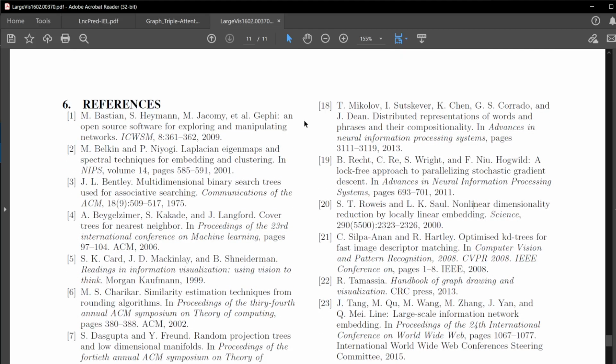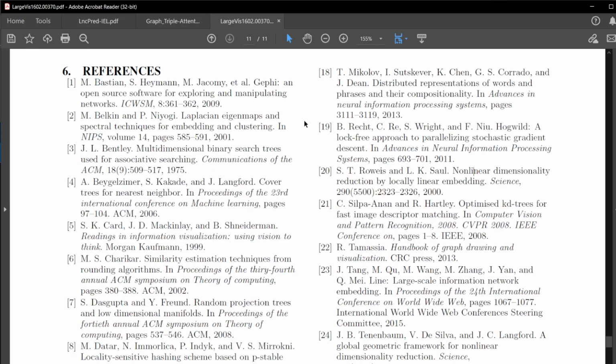18. T. Mikolov, I. Sutskever, K. Chen, G. S. Corrado, and J. Dean. Distributed representations of words and phrases and their compositionality. In Advances in Neural Information Processing Systems, pages 3111 to 3119, 2013. 19. B. Recht, C. Re, S. Wright, and F. Niu. Hogwild, a lock-free approach to parallelizing stochastic gradient descent. In Advances in Neural Information Processing Systems, pages 693 to 701, 2011.